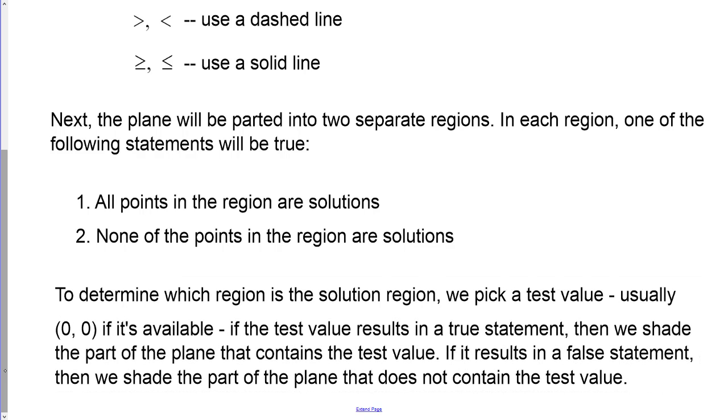To determine which region is the solution region, we pick a test value, usually (0, 0) if it's available. If the test value results in a true statement, then we shade the part of the plane that contains the test value. If it results in a false statement, then we shade the part of the plane that does not contain the test value.